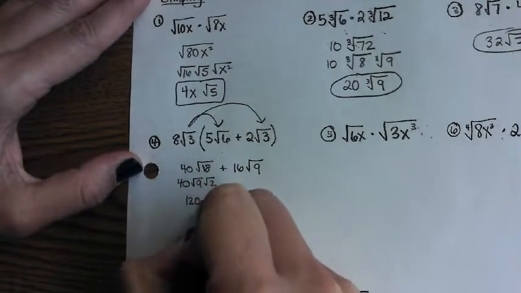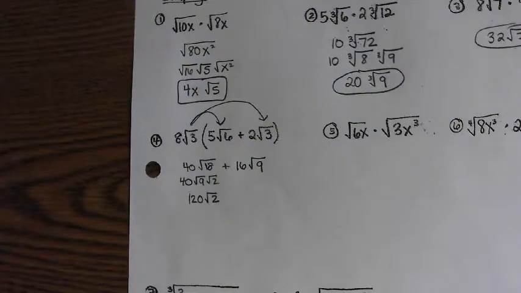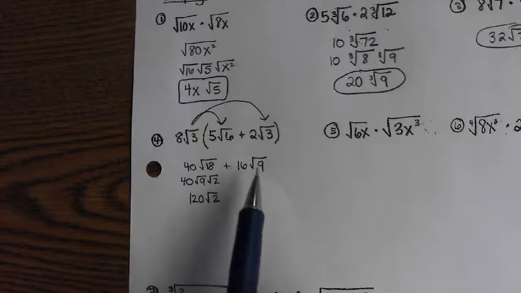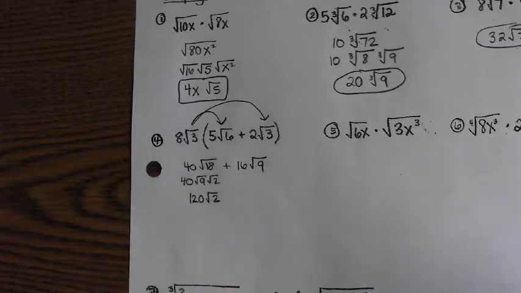Very good. And how about the 16 root 9? Take me through that, Jason. Right. That's just 3. So no breaking it down. You can just flat out simplify it. 16 times 3 is 48.